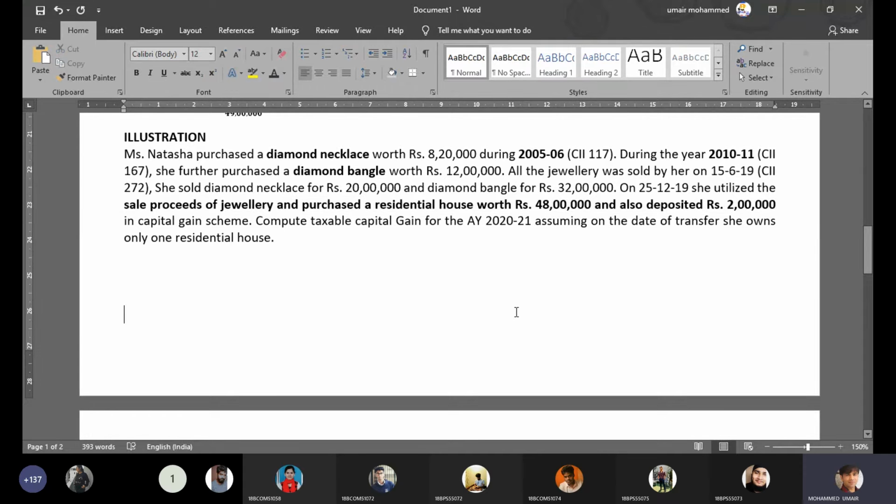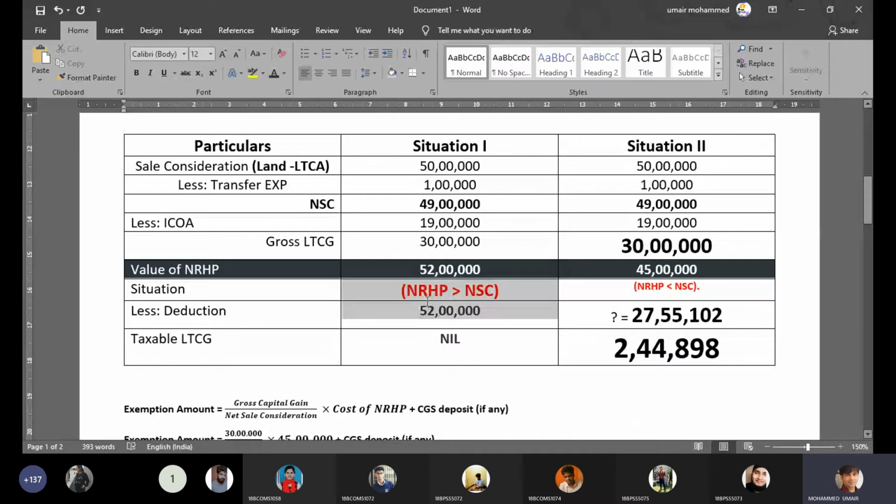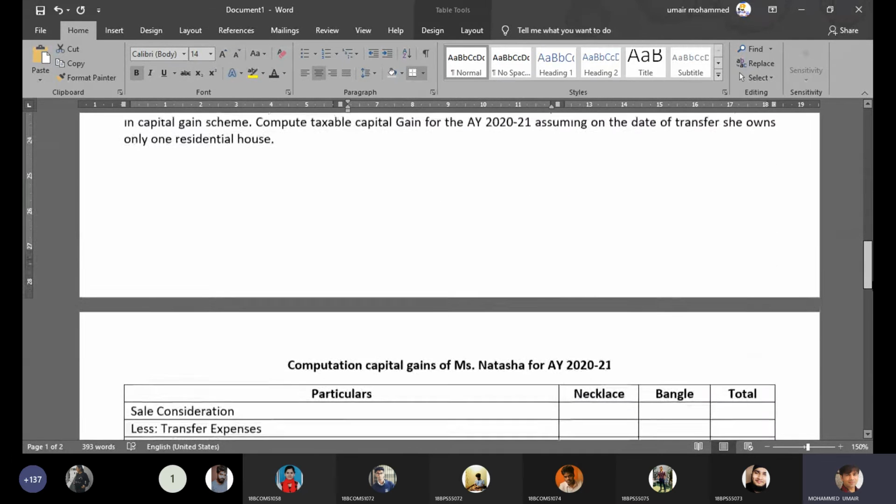So SSC has sold a long-term capital asset, which is jewelry, and with that money she has purchased a new residential house property. So she is eligible to claim deduction under section 54F. Now, what is the amount of deduction she is eligible to claim? Whether we should use the equation the way we have done here, or whether she is eligible for a complete deduction, is what we have to figure out.